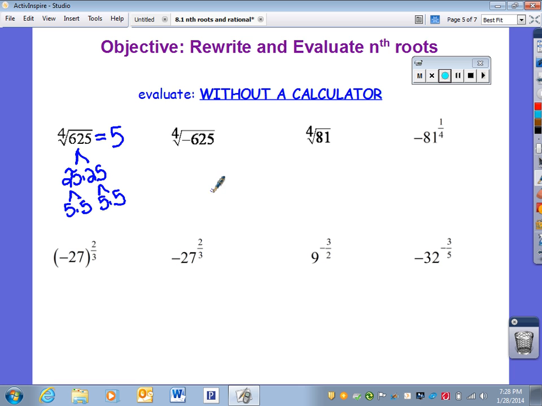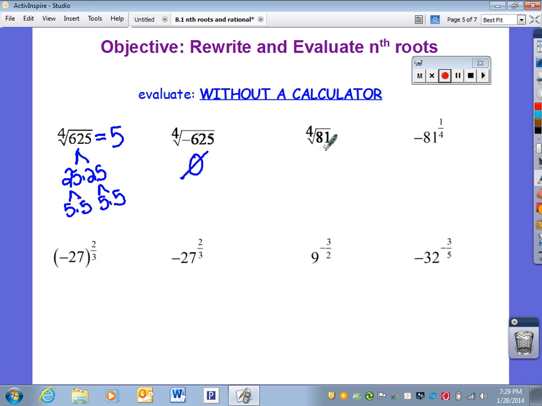is 5. Now when we go to the next example, because the negative sign is under the radical, and because we are talking about real numbers in these situations, there isn't a number that I can multiply times itself 4 times that will give us a negative number. So in this case, this will be no solution in the real number system.